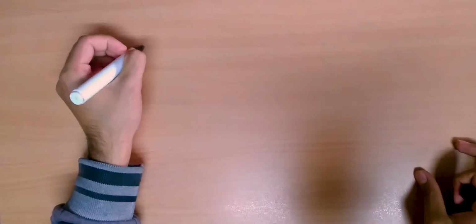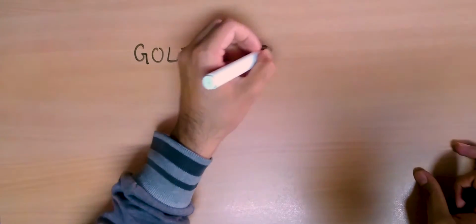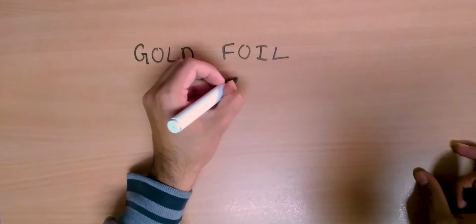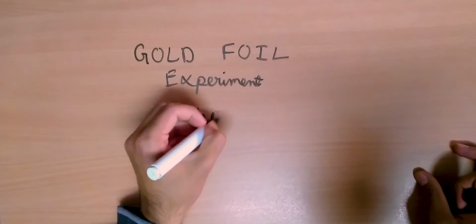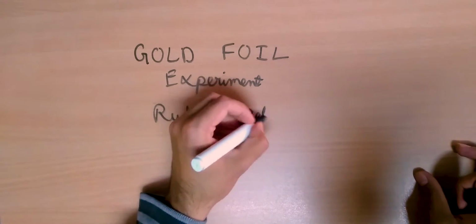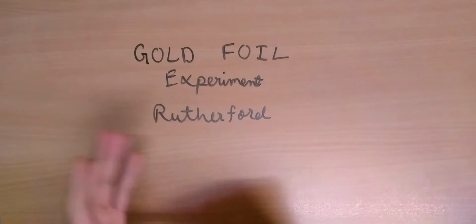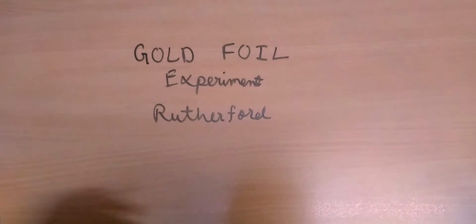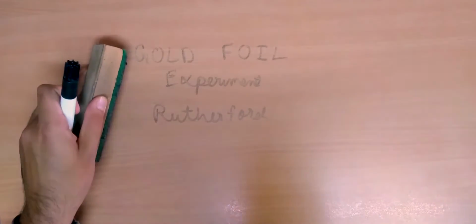So it was called the gold foil experiment, and this was done by Mr. Rutherford, right? Let us now briefly go through the experimental setup and how exactly he did the experiment, and in the coming videos we'll look at the expectations and the results. So let's just quickly go through the experiment.